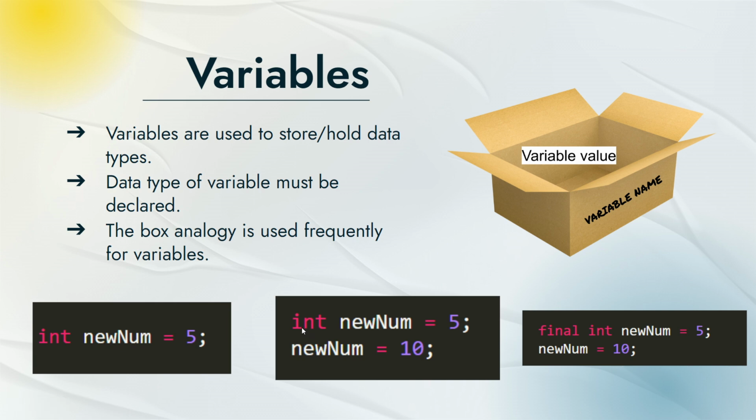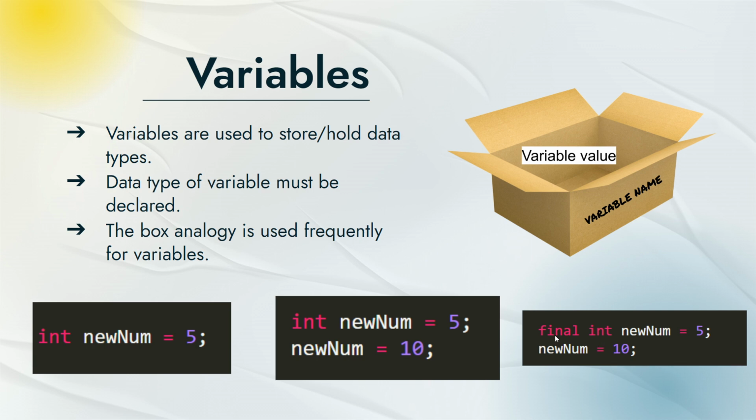You can see here another example. Int new num equals 5. And you can change the value of new num by saying new num equals 10. Now 5 no longer exists in new num. This paper slip is no longer 5. It goes away and a new paper slip is added as 10. So new num now stores the value of 10. And 5 is pretty much gone.